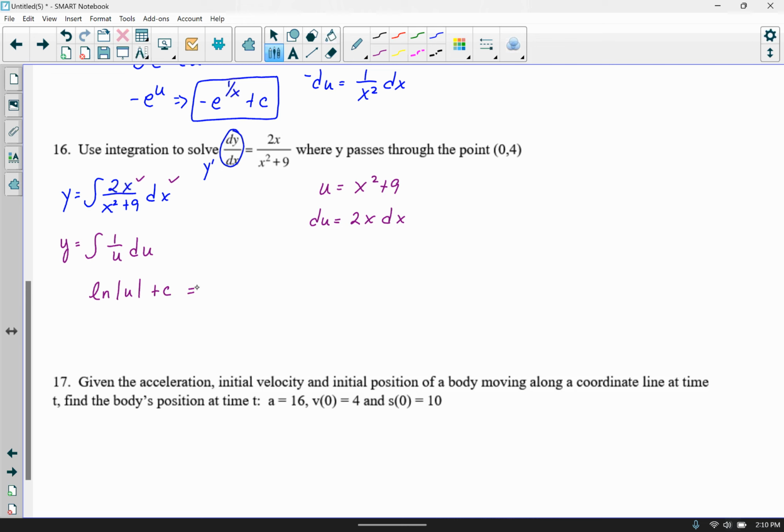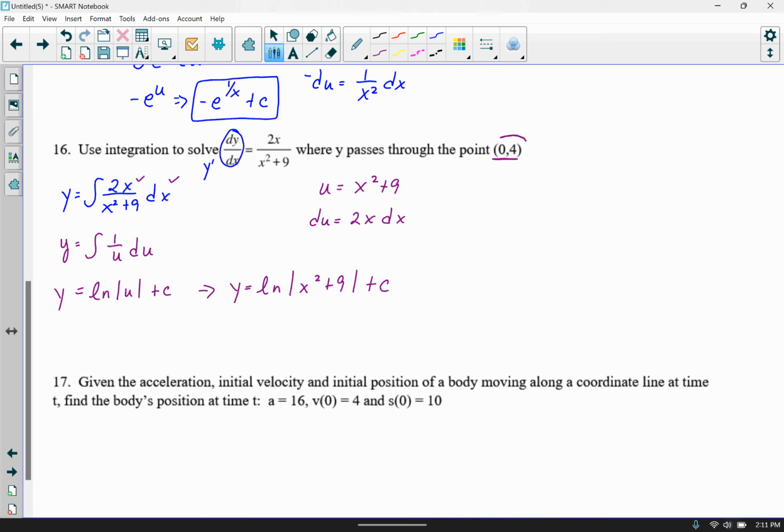And now from here, because this is an equation where we need to solve it, y passes through the point (0, 4). So let's replace my u here. So y equals the natural log, and in place of that u, I'm going to put in my x squared plus 9, plus c.